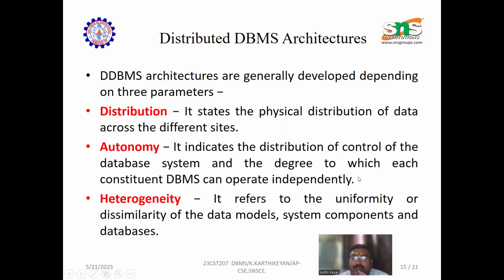The distributed DBMS architecture is based on distribution, autonomy, and heterogeneity. Distribution states the physical distribution of data across different sites. Autonomy indicates the distribution of control of the database system, the degree to which each constituent DBMS can operate independently. Heterogeneity refers to the uniformity or dissimilarity of data models, system components, and databases.